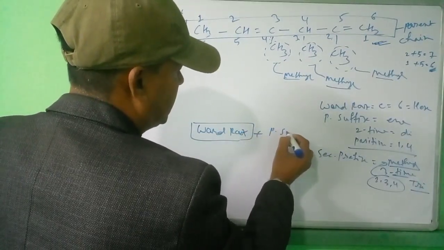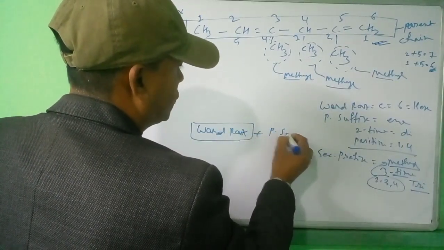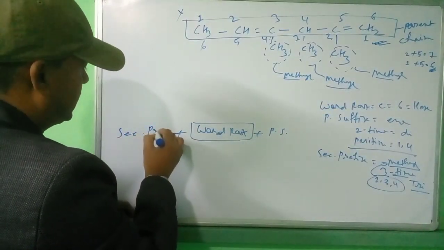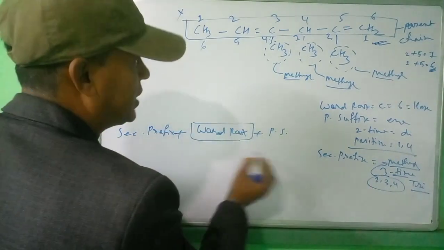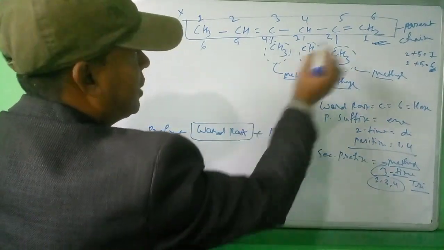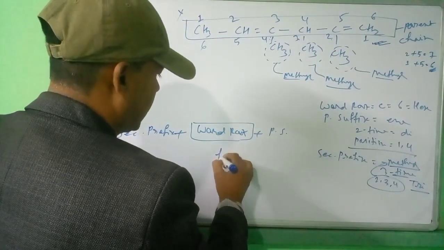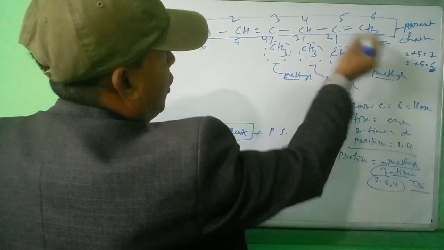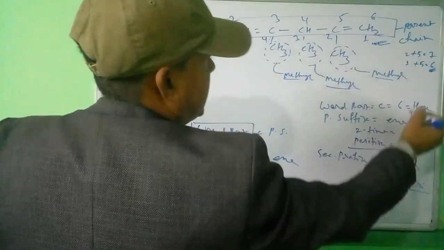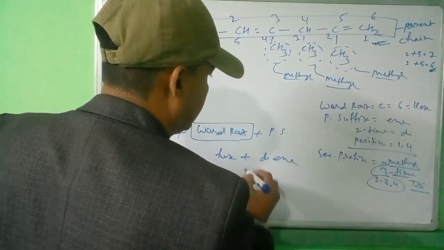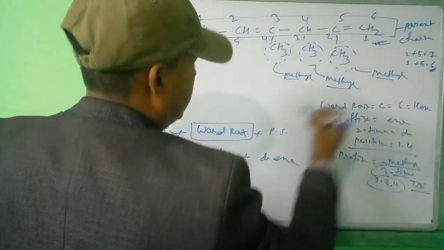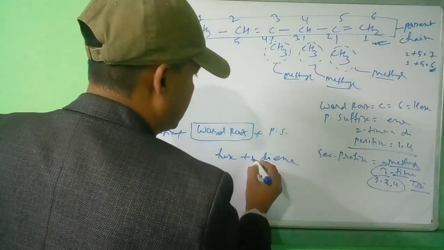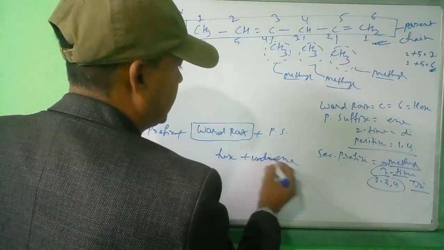Now word root plus primary suffix. Then before the word root, secondary prefix. So hex is the word root; total number of carbon in the parent is 6. So hex is the word root plus ene. And how many times is it present? 2 times, so di. And before the di, your position 1 and 4. So 1,4 dash diene.